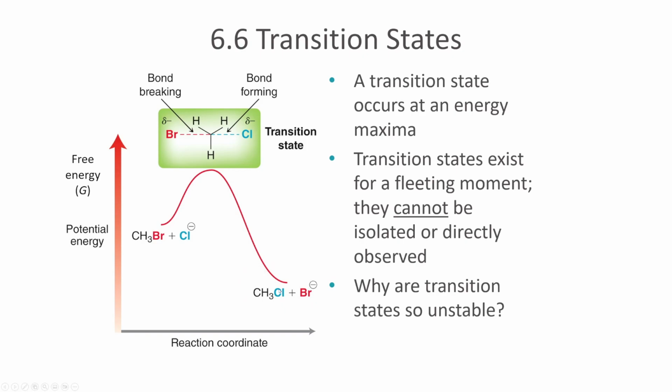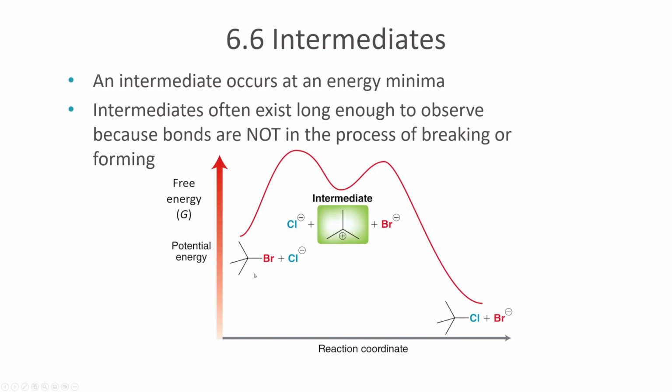Transition states are highly unstable and they cannot really be isolated or directly observed, because as soon as you try to interact with them, you turn them into something much lower in energy. So we can only speculate on the transition state. Sometimes I have you draw a transition state on an energy diagram showing this in-between state here. An intermediate occurs at an energy minimum. These are not the lowest energy, but they're in between these very high energy transition states.